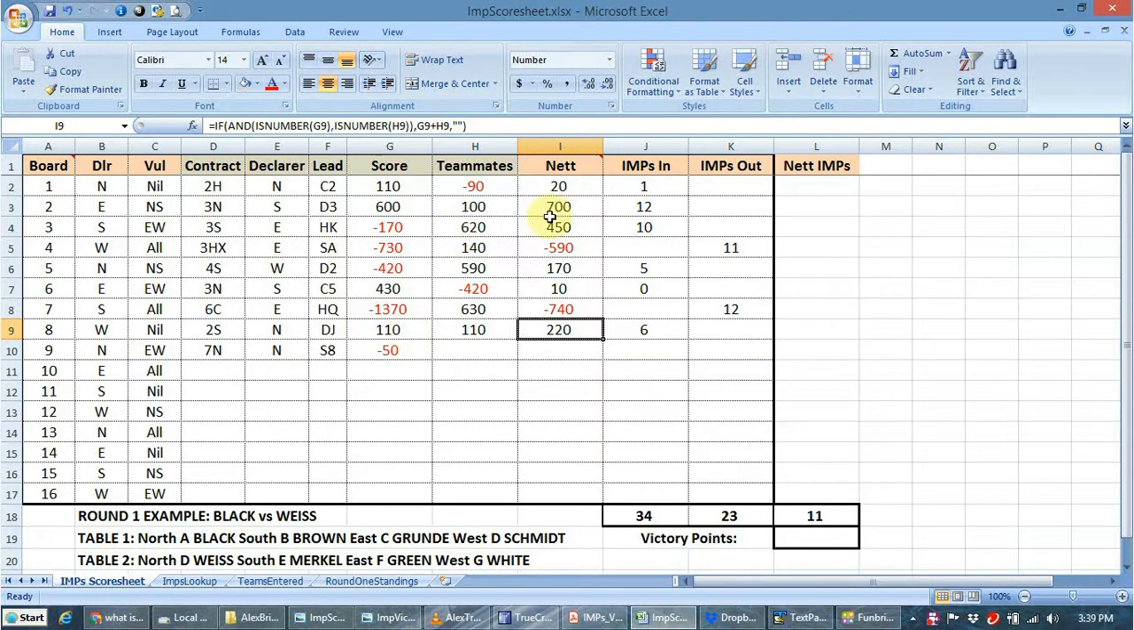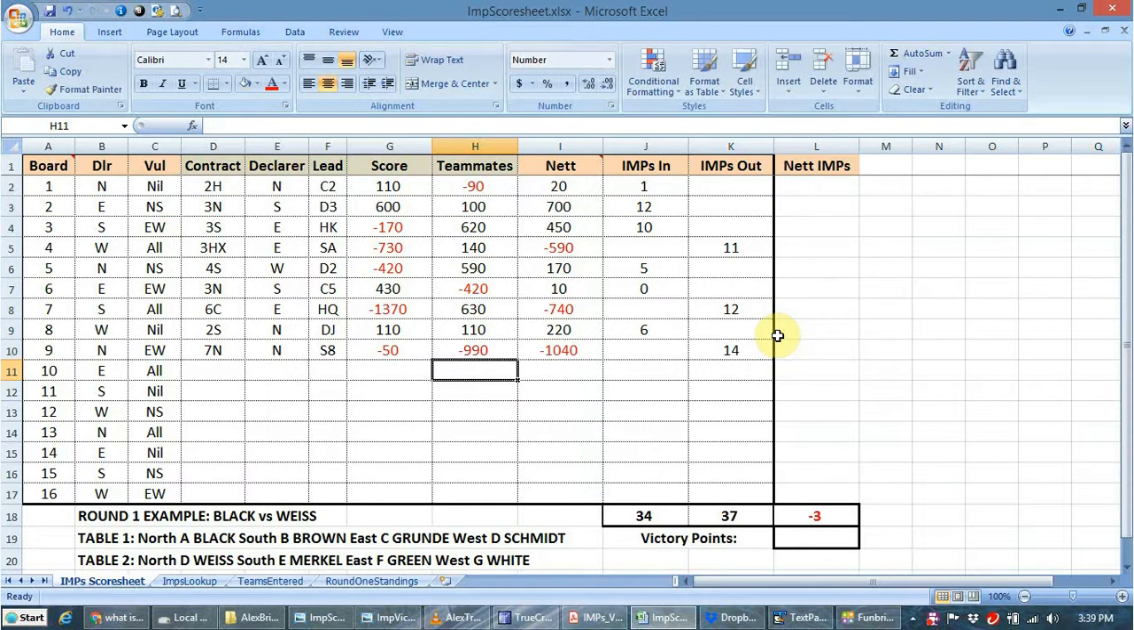So here we are coming into the last board, and we haven't talked about what these IMPs columns mean, but at the moment we're ahead 34 IMPs to 23. Now let's look at what happened on the last board. I went 1 off in 7 no trumps. At the other table they only bid to 6 no trumps, and they also only made 12 tricks. Therefore, our teammates conceded 990 points there because their opponents bid and made 6 no trumps.